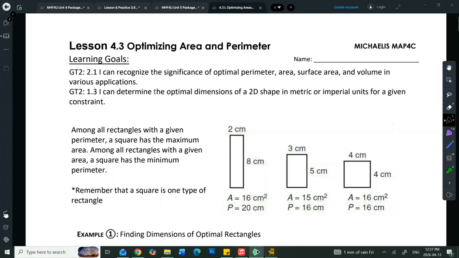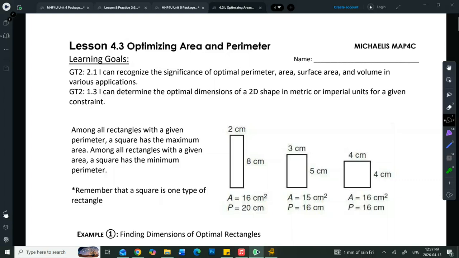So if we look at the first example here, we can see a bunch of different rectangles. The thing that I want you to take away from this is that this first rectangle here has 2 centimeters by 8 centimeters on each side. We can see that the perimeter of this is 20 centimeters. But I can get the same area, which is 16 centimeters squared, with only a perimeter of 16 centimeters if I just make that area square instead of a long rectangle.